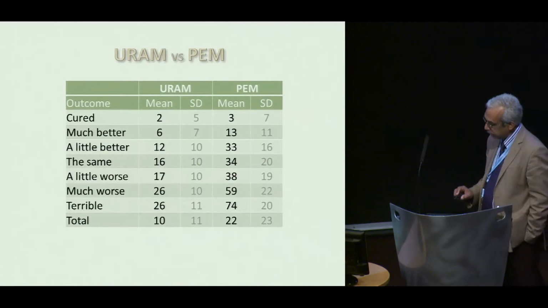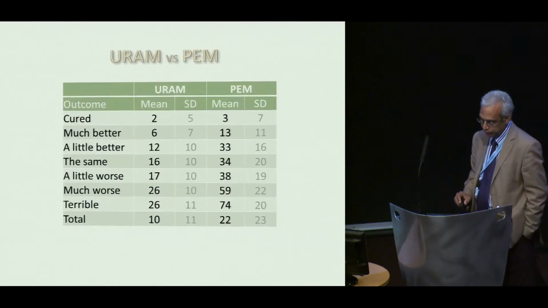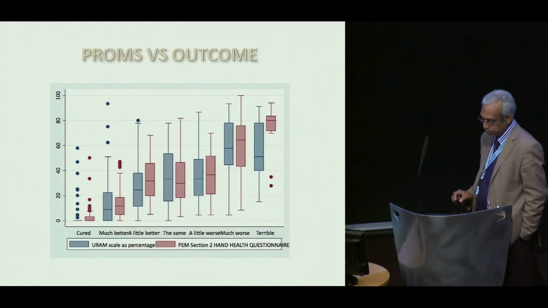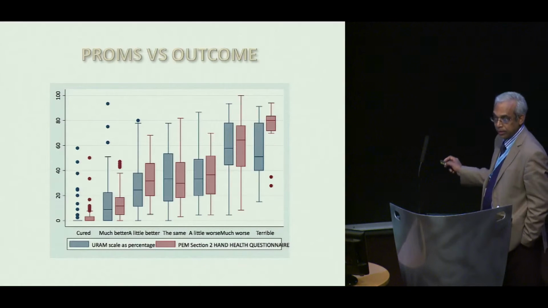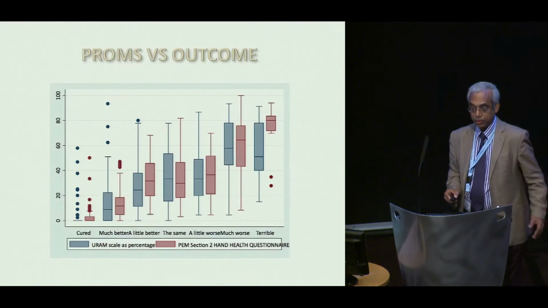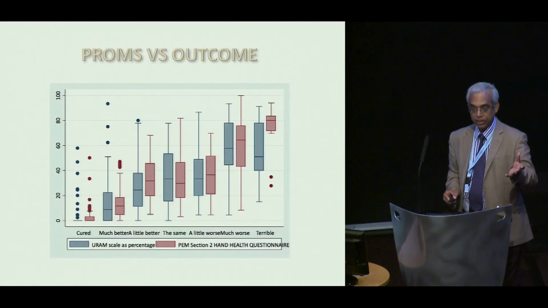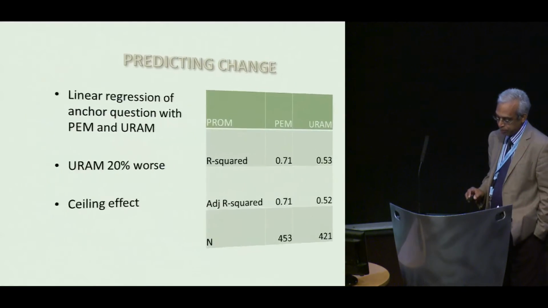The second thing is that we compared the URAM with the PEM, and you can see the grades of change versus the score over there and the score over there. I'll show it to you visually here. What you can see immediately, the blue bars are URAM, the pink bars are PEM, and the PEM keeps rising, but the URAM flattens over there. So there's a clear ceiling effect in the URAM because there are no domains in the URAM to do with complications. So you're not picking up the effect of change that intervention can impose on the patient.